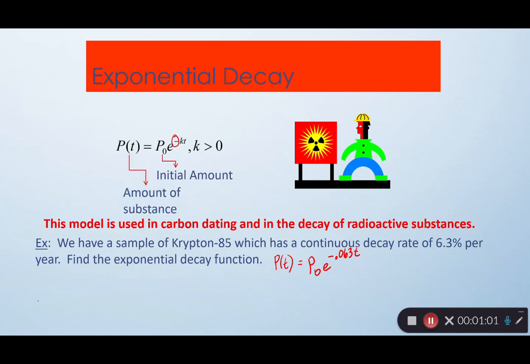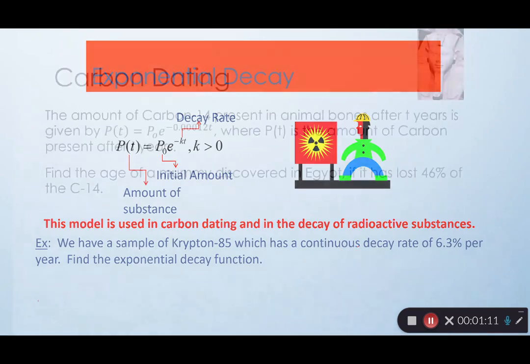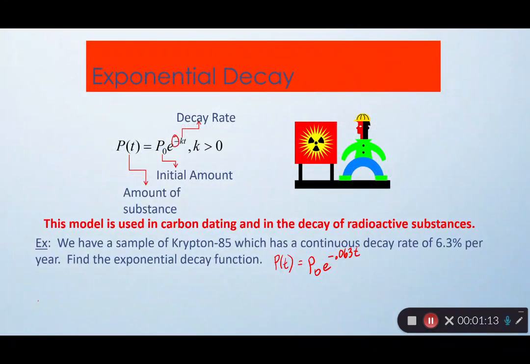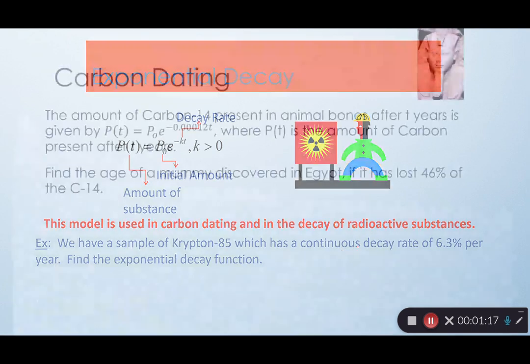And of course here now P of t is representing the amount of our substance that's left at any given time. P0 is our initial amount, and k is our decay rate. But all of these are important. We want to make sure that we know that it's continuous decay.